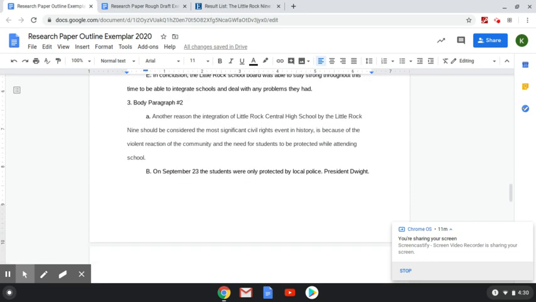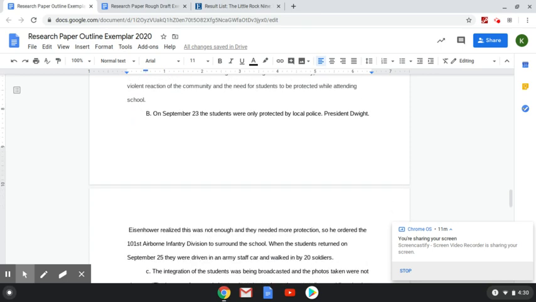All right, body paragraph 2. "Another reason the integration of Little Rock Central High School by the Little Rock Nine should be considered the most significant civil rights event in history." Again, I like the reiteration of the argument just to keep your reader focused. "Another reason is because of the violent reaction of the community and the need for students to be protected while attending the school." Now we're getting our details on that, right?